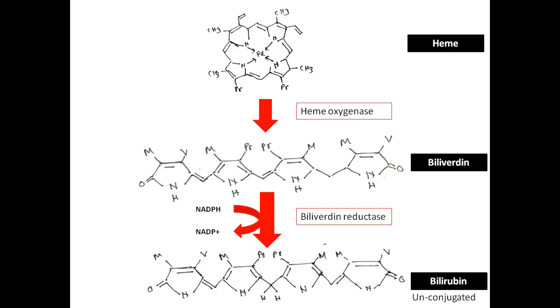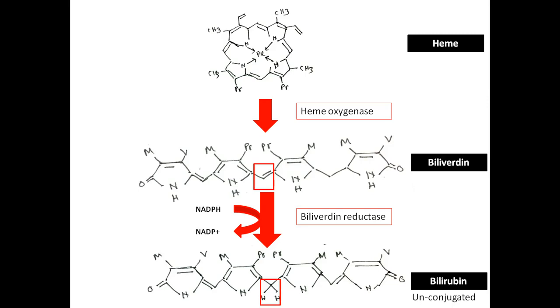process NADPH is converted into NADP. This is a reduction step and the reduction potential comes from the NADPH. You can see in the biliverdin and in the bilirubin, inside the red box, more hydrogen is added. This is how bilirubin is formed. This bilirubin, formed by reduction of biliverdin, is unconjugated.